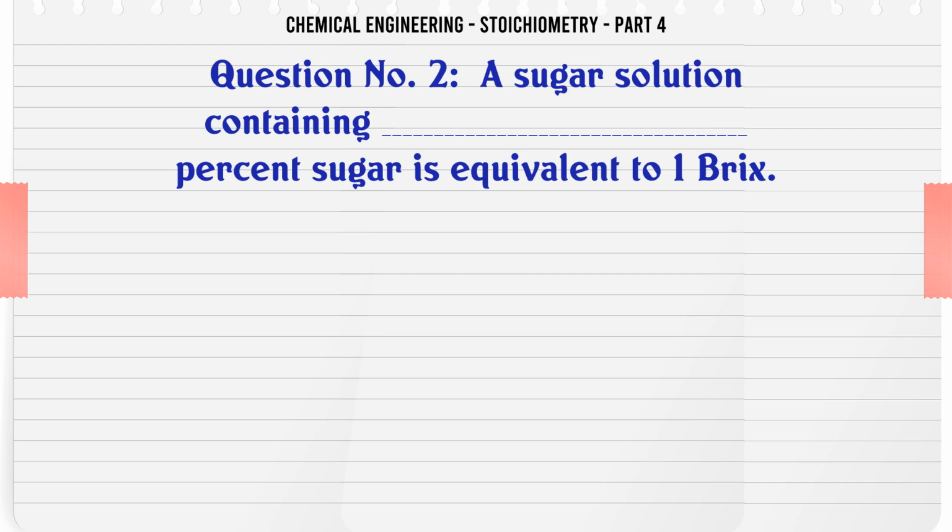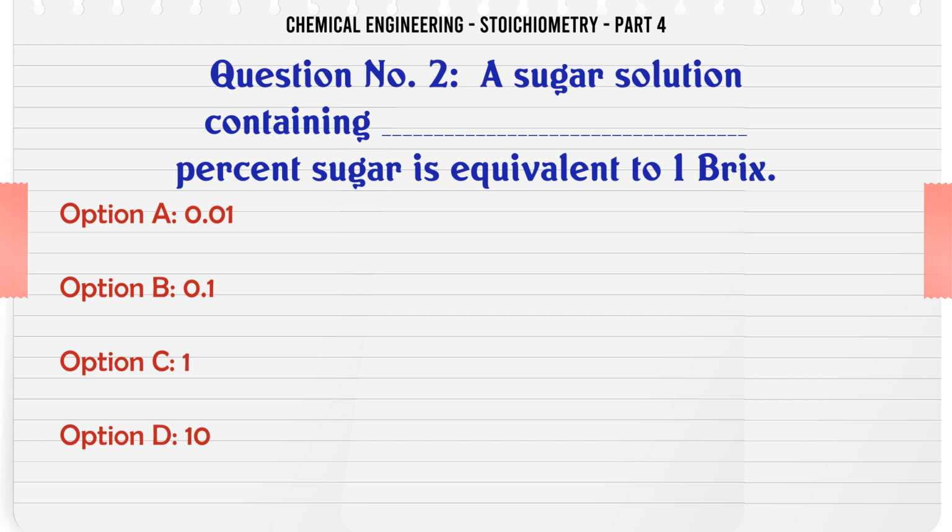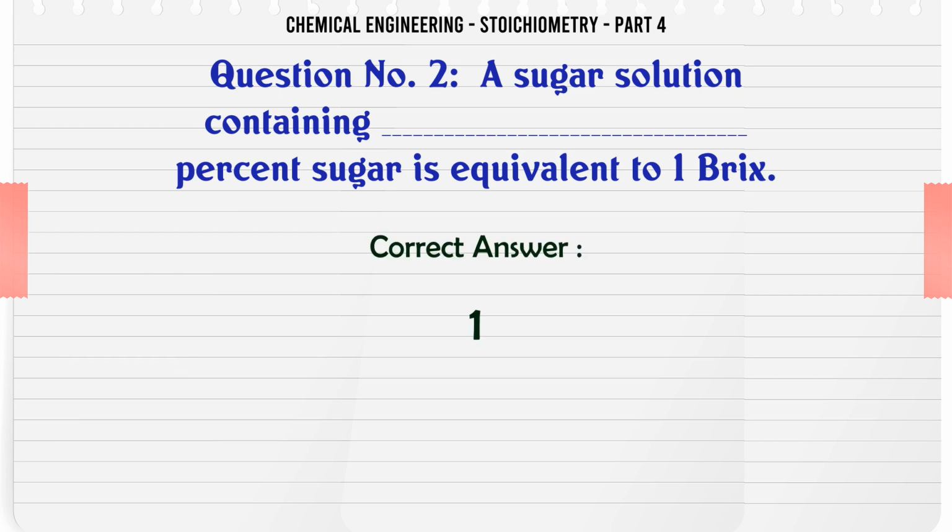A sugar solution containing % sugar is equivalent to 1 Brix. A: 0.01, B: 0.1, C: 1, D: 10. The correct answer is 1.